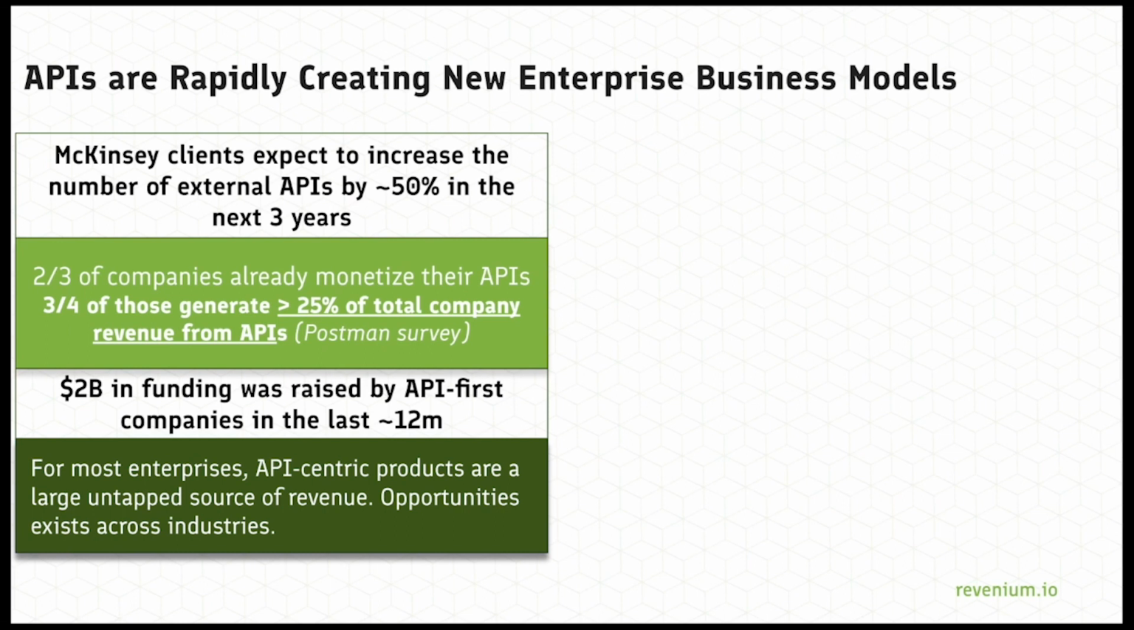And then lastly, over $2 billion of funding was raised by API-first companies in the last 12 months. An API-first company is someone whose product is the API. And so the relevance of that statistic to traditional companies is that there's going to be more and more competition coming in an API-only fashion.